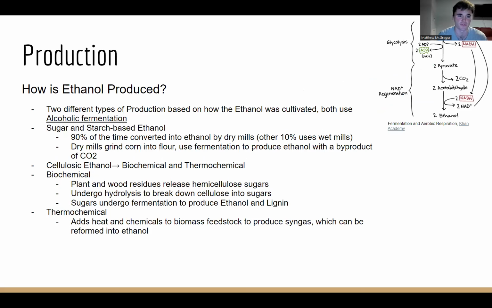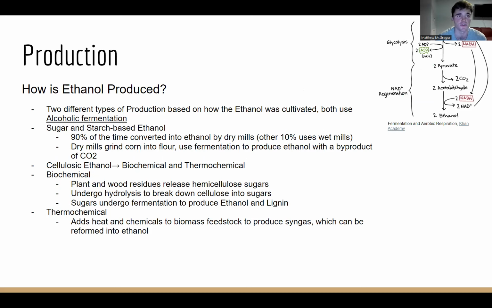So how is ethanol produced? There are two different types of production based on how the ethanol was cultivated. Sugar and starch bases such as corn are usually converted to ethanol in dry mills. And these dry mills grind corn into flour and then use fermentation to produce ethanol with a byproduct of CO2.